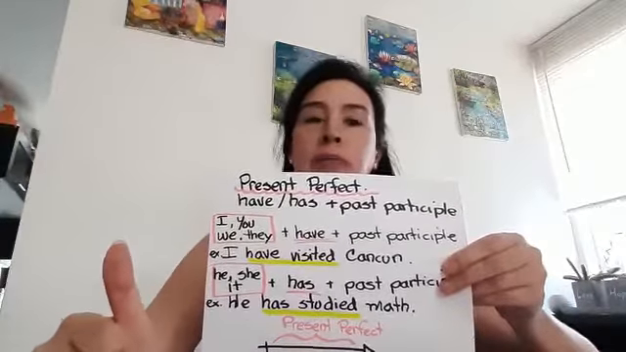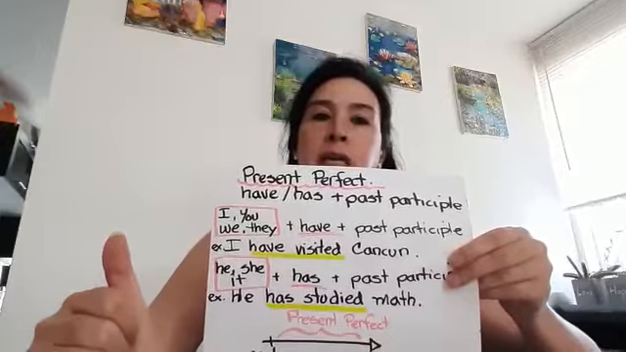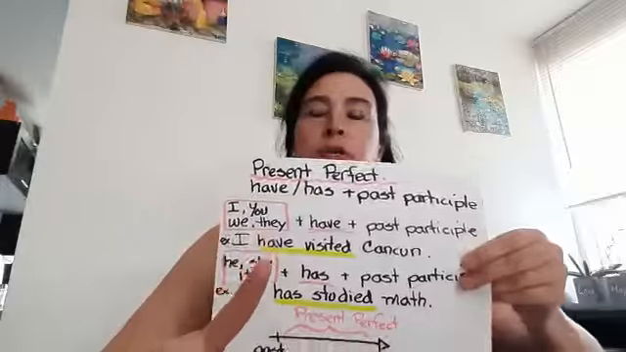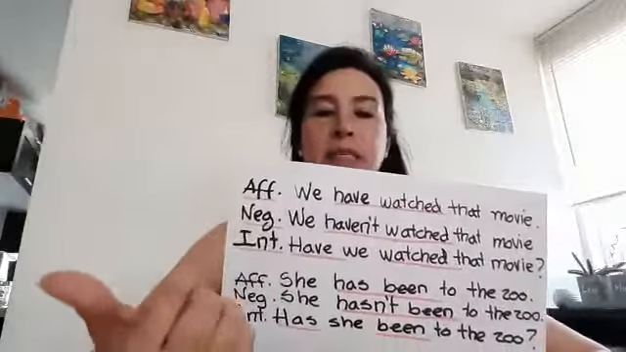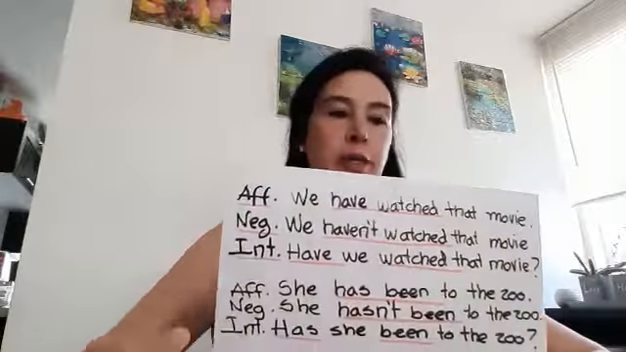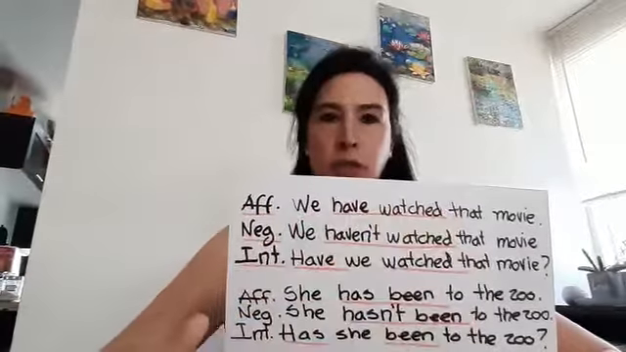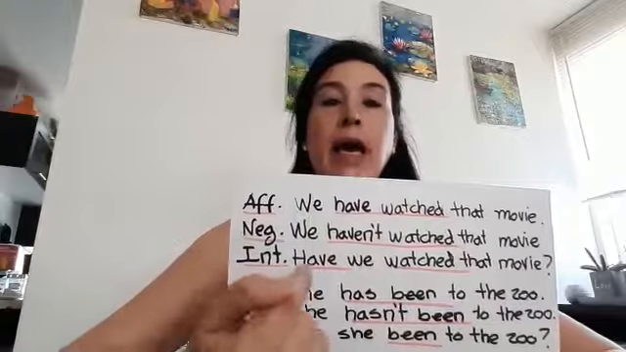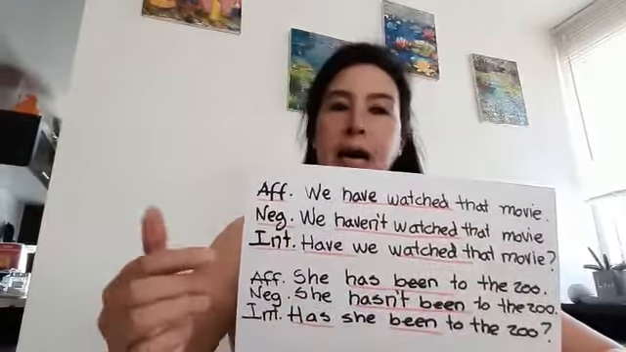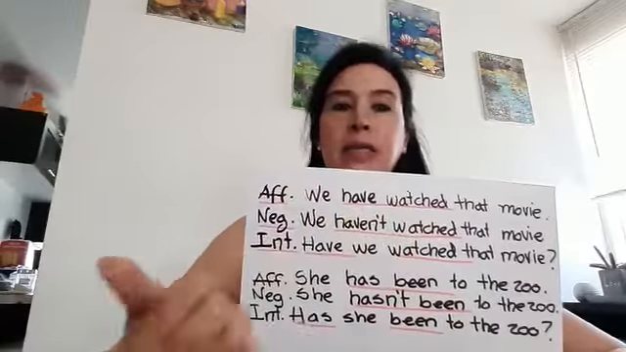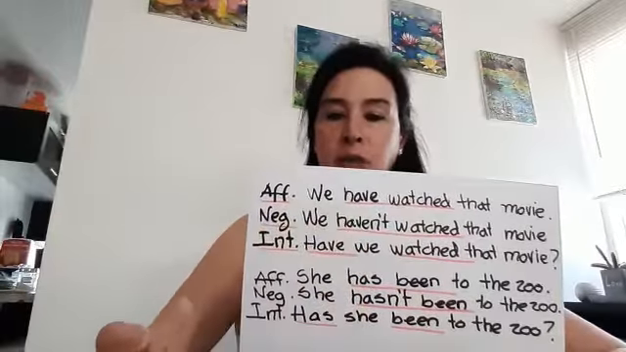We can also form the present perfect in affirmative, in negative, and interrogative. I am going to show you some examples. So, affirmative. We have watched that movie. That is affirmative. Have and watched. Negative. We haven't watched that movie. We have not, or haven't, that is the contraction of have not.